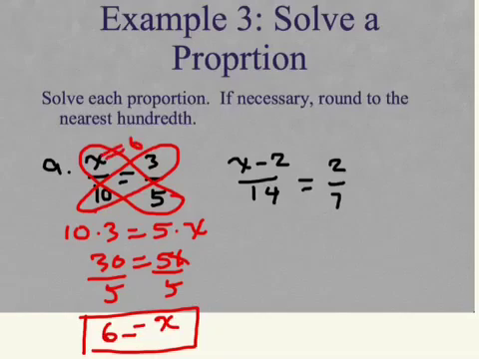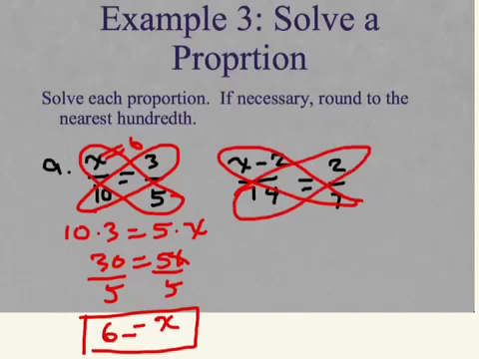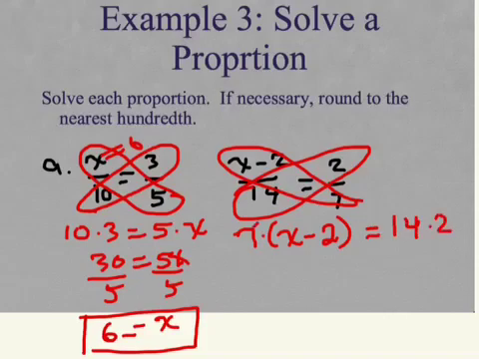On this side, we have the same situation, except we're going to be multiplying 7 times x minus 2, and we didn't have a situation like that. When I multiply 7 times x minus 2, I need to put the x minus 2 in parentheses. That's equal to 14 times 2, and then I can proceed. So I'm going to distribute the 7 all throughout, and I get 7x minus 14 is equal to 28.